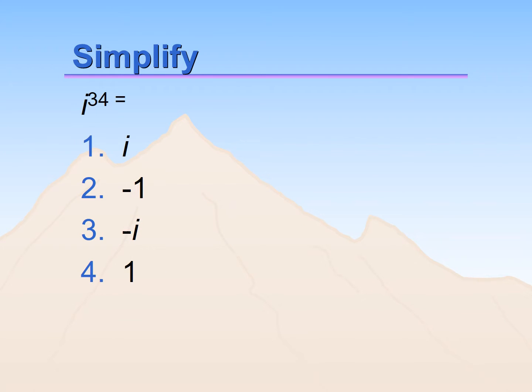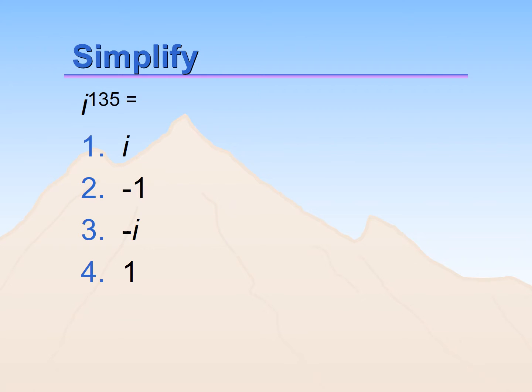So you try this one. Do i to the 34th power and see if you can see what it simplifies to. All right, you should have gotten negative 1, because if you look at 34, 4 goes into 34 8 times, because 4 times 8 is 32, which leaves you a remainder of 2. And i to the 2nd power is negative 1. So that's why this simplifies to negative 1.